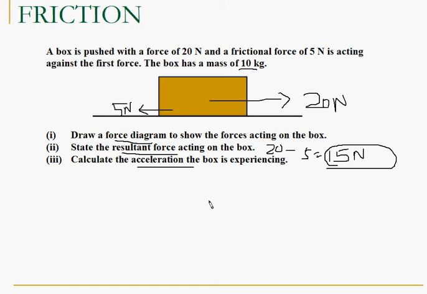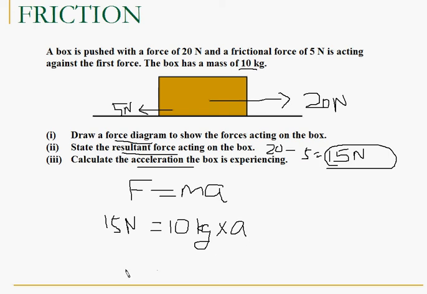You want to find the acceleration of the box, apply F equals ma. So you have 15 Newton as the resultant. The mass is 10 kg. Then multiply by a, which is the acceleration. So in this case, you'll get the acceleration to be 15 divided by 10, and you will get 1.5 meter per second square.